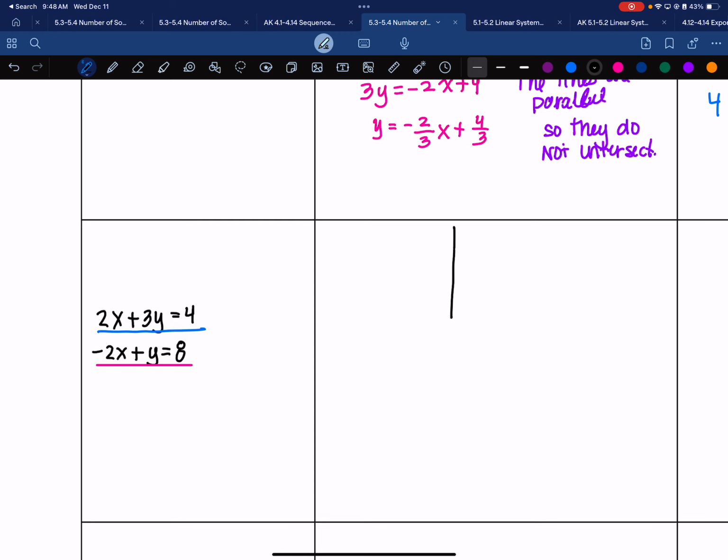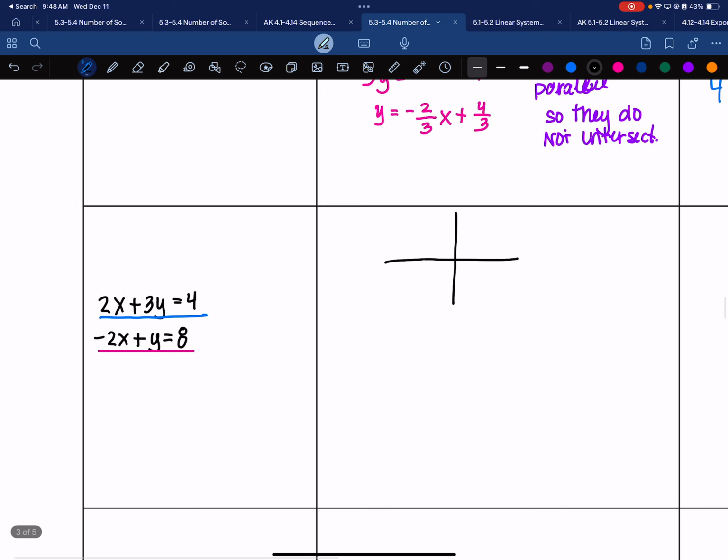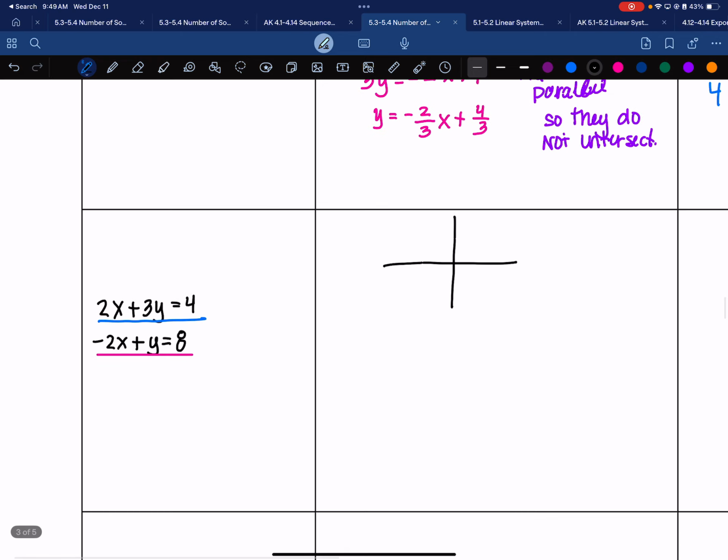Do you want to start by graphing it? Or looking at the... Audrey, can you take your coat off?